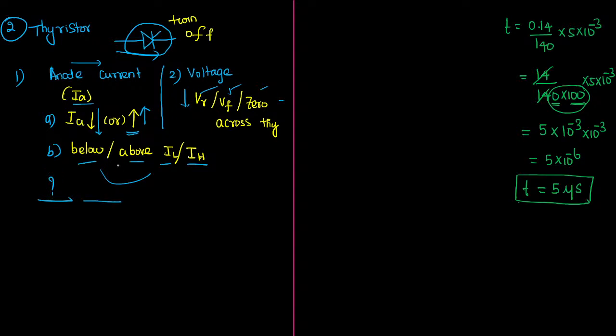So write below or above. Below or above means basically we are talking about holding or latching current. Below holding current or latching current. Above holding current or latching current. Then reverse voltage, forward voltage, zero voltage.